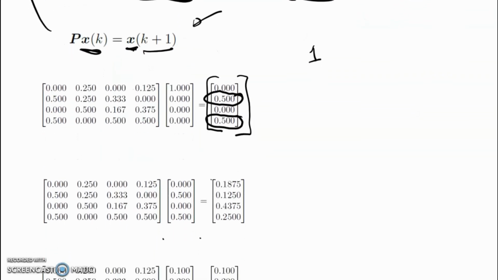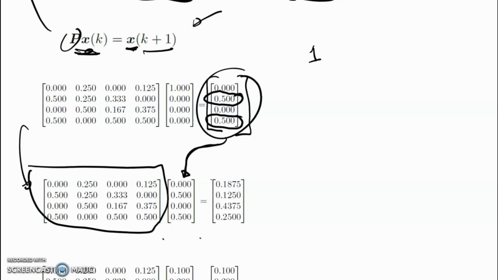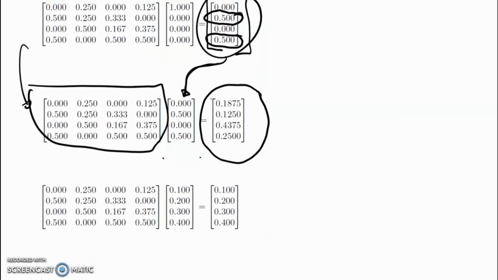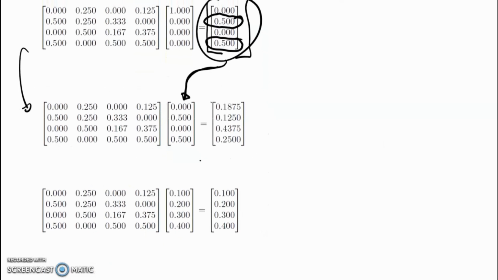For the next iteration, P would be the same. P is going to be our transition matrix. But now our initial state vector is going to be this one. So we're going to take the state vector from the previous time, multiply it by the transition matrix, and that's going to give us our new state vector. And so we can continue this over and over again for many iterations.